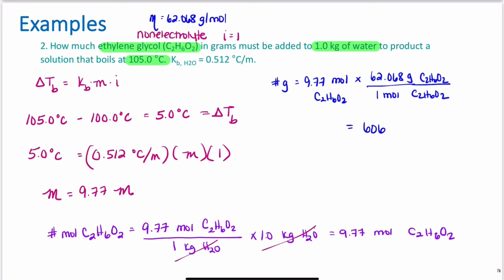Overall, I need 606 grams of ethylene glycol in 1 kilogram of water to produce a solution that's going to boil at 105 degrees C.